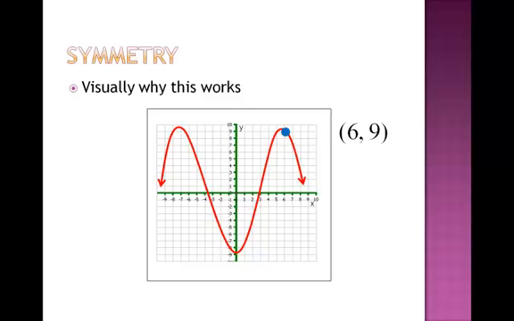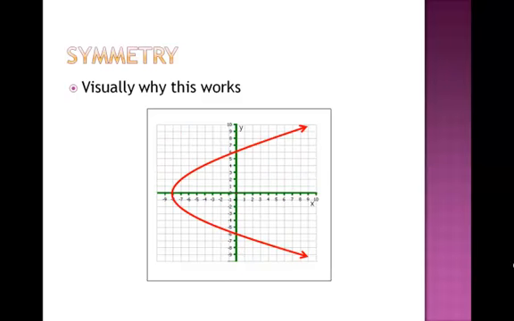Now, if this is symmetric with respect to the y-axis, it means it has a twin point just on the other side, located at negative 6, 9. Now, notice something very special about those 2 points. It's like we've replaced the x with the same value of x, it's just negative, and we're getting the same y values. Well, that's exactly what we're doing when we're testing. We're replacing x with negative x and seeing if we get an equivalent equation. So visually, the same thing is going on.